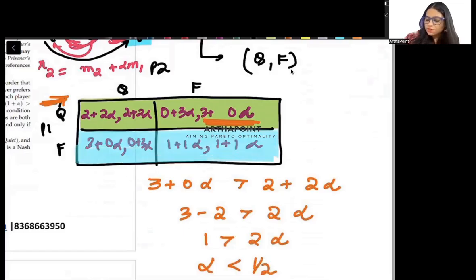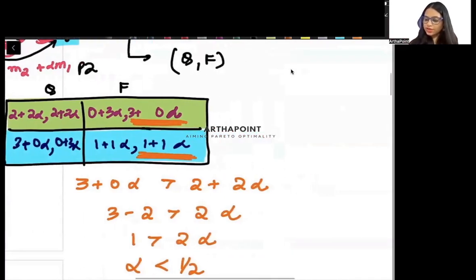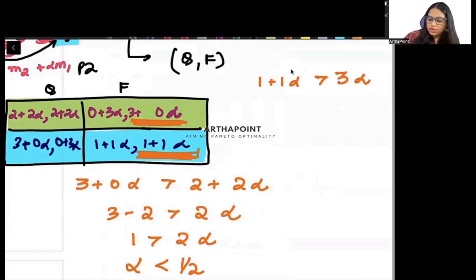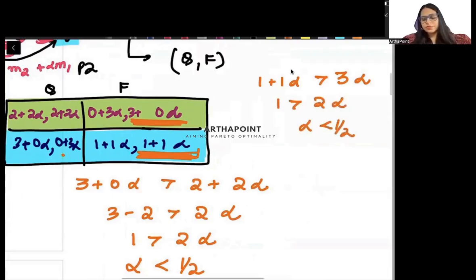Similarly, look here. When player 1 chooses Fink, I want player 2 to choose Fink. So I want him to choose this. So I want 1 plus 1 alpha to be greater than 3 alpha. This value should be more than this value. So I want 1 to be greater than 2 alpha. So alpha should be less than half. We get the same answer from here too.